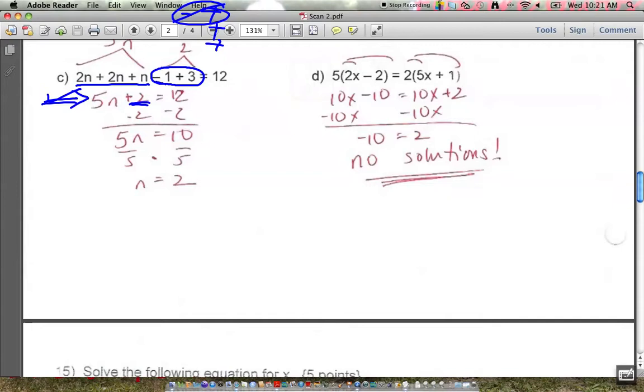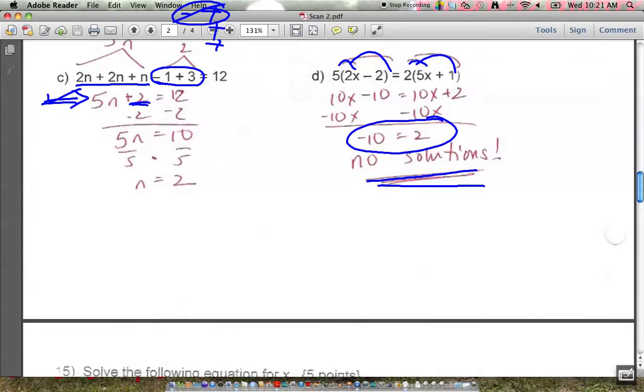Now, letter D. Muy importante. Letter D. I distribute the 5. I distribute the 2. I get 10x minus 10 equals 10x plus 2. I subtract 10x from both sides, and I come out with this ridiculous statement. -10 equals 2. -10 never equals 2. It's impossible. So you're actually expected to write on your paper that there are no solutions. I want to see you write that there.